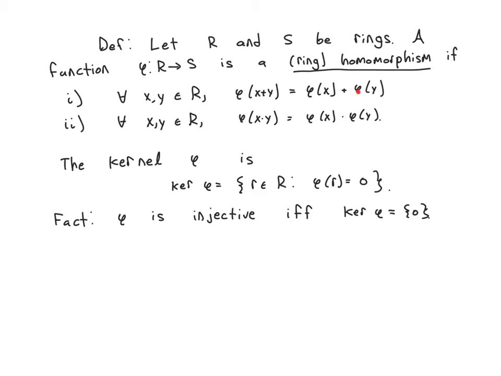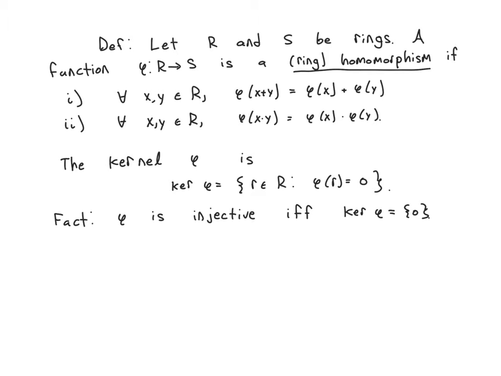So it preserves sums. Second, it preserves products. For any two elements, phi of x times y is equal to phi of x times phi of y. So the function is additive and it's multiplicative. Notice this means that it's also a group homomorphism with respect to the additive group structure. And that's a fact we use an awful lot for some of the proofs.